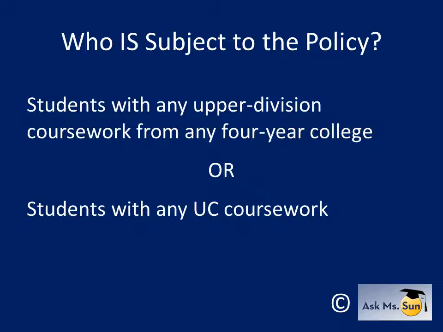If you have any upper division coursework from any four-year college, you must comply with the UC maximum transfer credit limitation policy when applying for transfer admission to a UC campus. If you have any UC coursework, whether lower division or upper division, you must also comply with the policy when applying for transfer. This is true even if you switch to a community college at some point. For example, if you attended a UC for one quarter and then switch to a community college to finish up your transfer requirements, you are still required to comply with the policy.